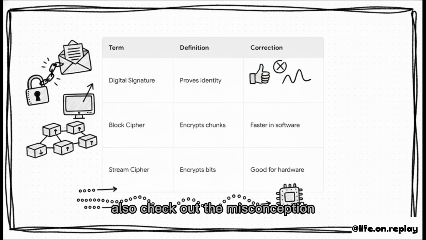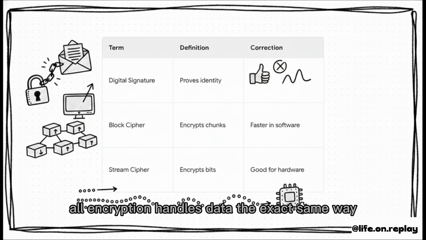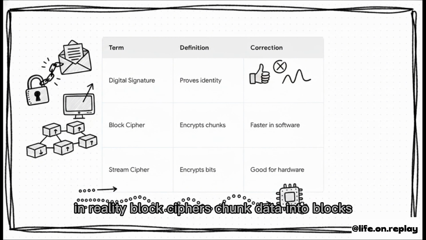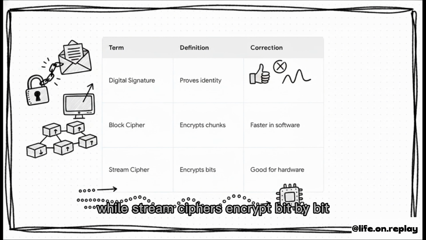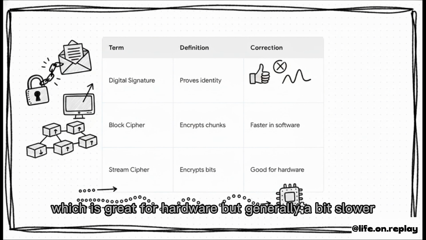Also, check out the misconception around block versus stream ciphers here. A really common mistake is thinking all encryption handles data the exact same way. In reality, block ciphers chunk data into blocks, which is faster for software, while stream ciphers encrypt bit by bit, which is great for hardware but generally a bit slower.